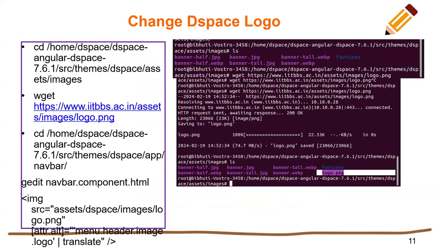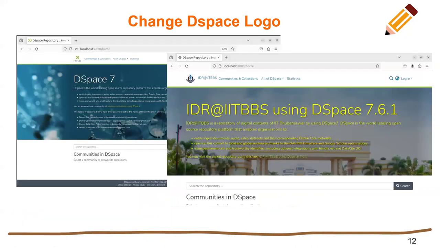Okay, here is how to change the DSpace logo. First of all, I will show you this. If you see this interface, after the installation we found this web page. We want to add our logo and our names. So many things need to be changed. We need to change all these things.